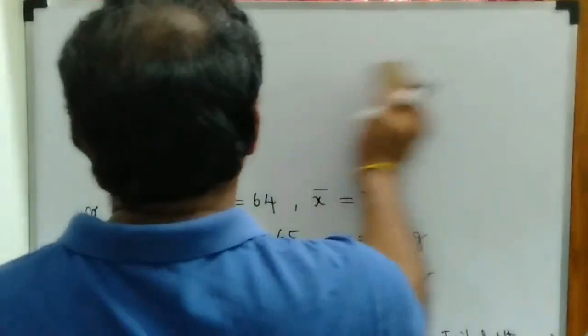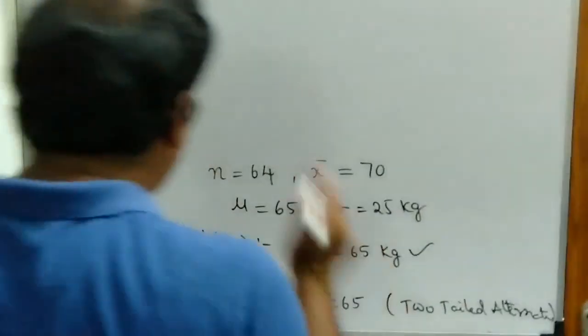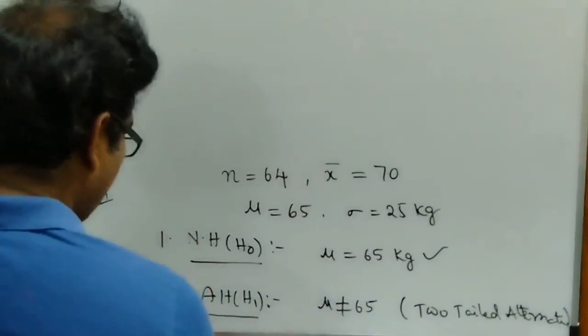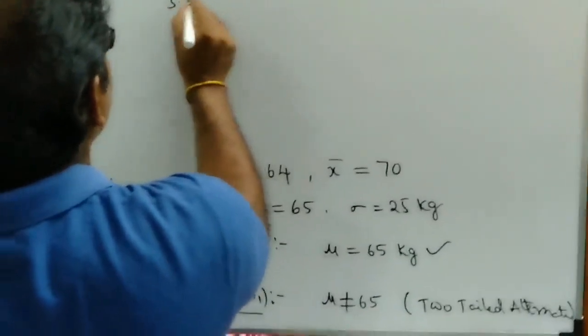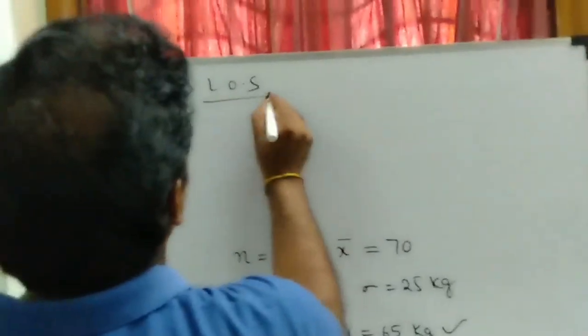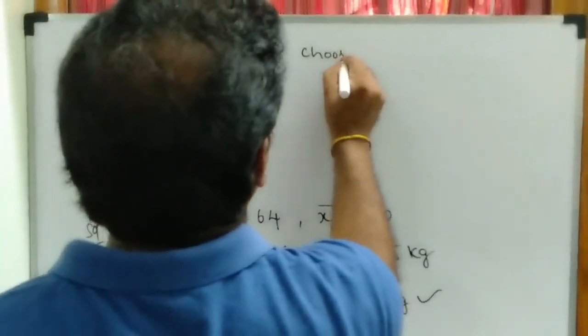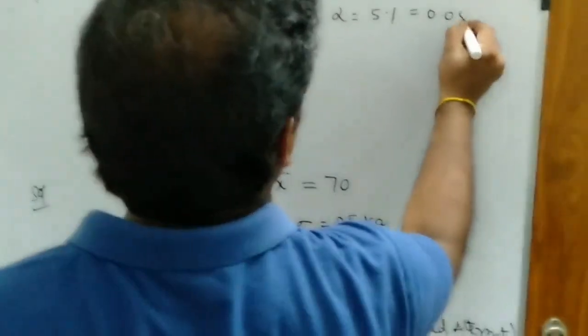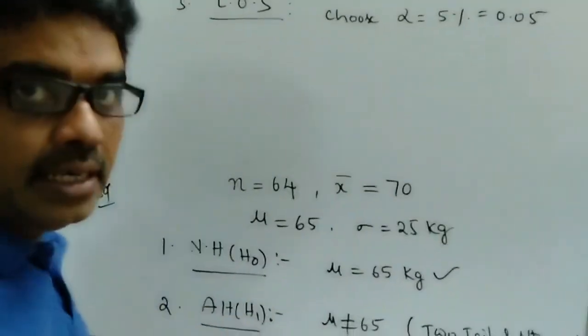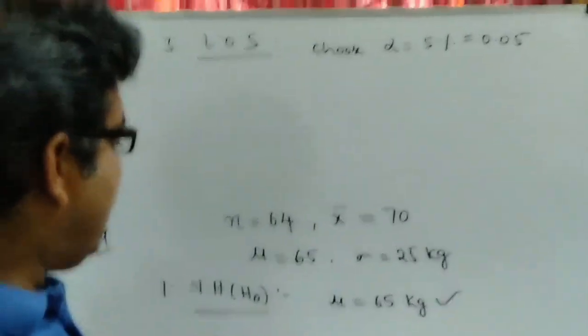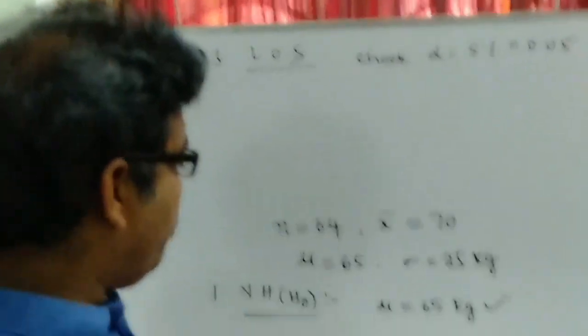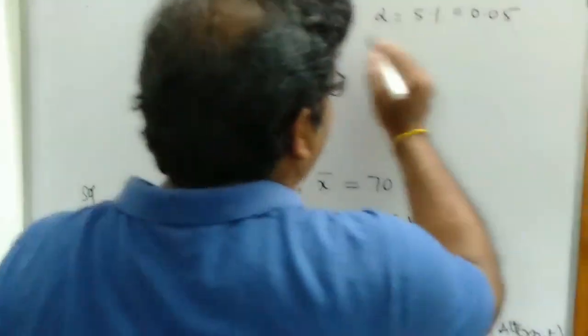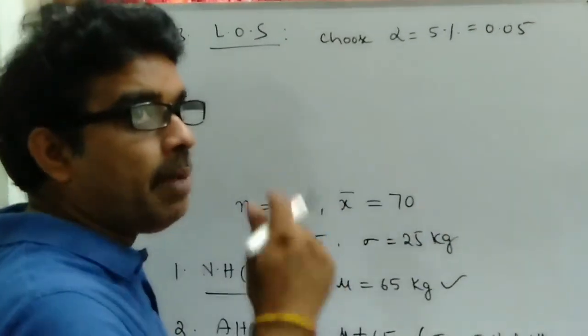Then we go for the level of significance. This is the first step, this is the second step, and the third step is the level of significance. Here we choose alpha equal to 5% or 0.05. Alpha 5% means we are testing whether the mu value is 65 or not with 95% accuracy. Alpha equal to 0.05 is called the probability of committing a type 1 error.